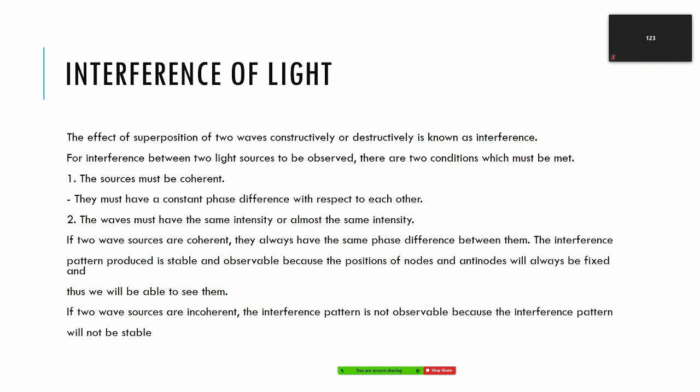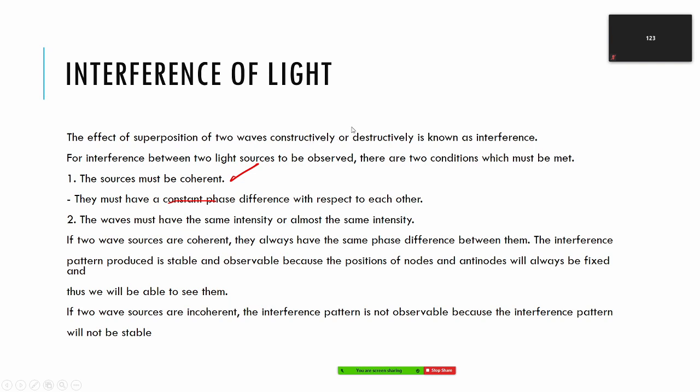Next, the effect of superposition of two waves, constructive or destructive, is known as interference. This is what you have known since Form 4 and Form 5. For the interference of two light sources to be observed, there are two conditions that must be met. Okay, the sources must be coherent. This is the most important thing. That is, the sources must be coherent. Number one, they must have a constant phase difference.